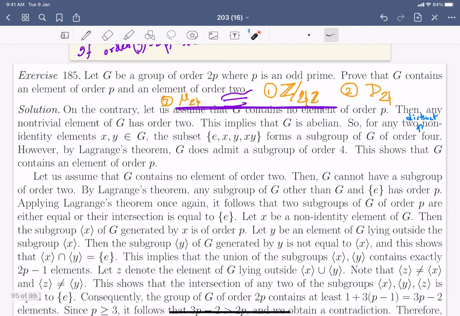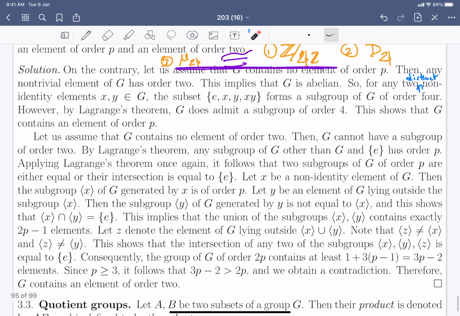Okay, great. So now if you take two subgroups of G of order P and look at their intersection, that is a subgroup of each of those two subgroups. Being a subgroup of a group of order P, the intersection has to have order equal to 1 or order equal to P. It follows from Lagrange's theorem. So if you take two such subgroups, then they're either equal or their intersection is equal to the subset consisting of the identity element.